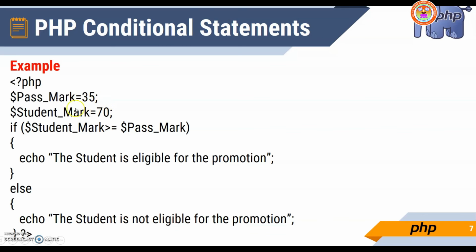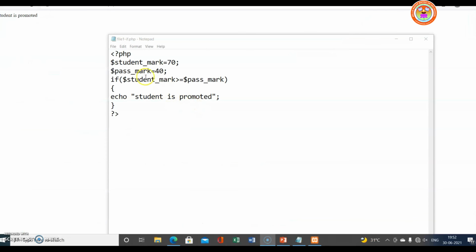Pass mark is equal to 35, $student_mark is equal to 70. If student mark is greater than or equal to pass mark, the student is eligible for promotion. Else, if he got less than 35, what should be done? The student is not eligible for promotion should be printed. Able to understand? Wait, I'll explain. Same example I have opened.